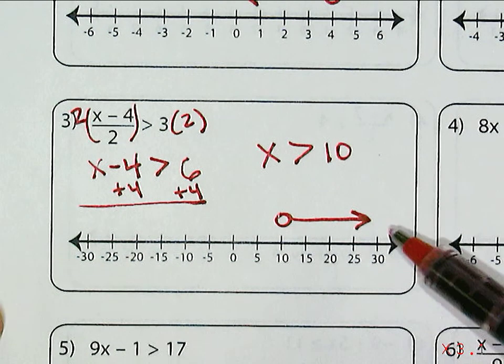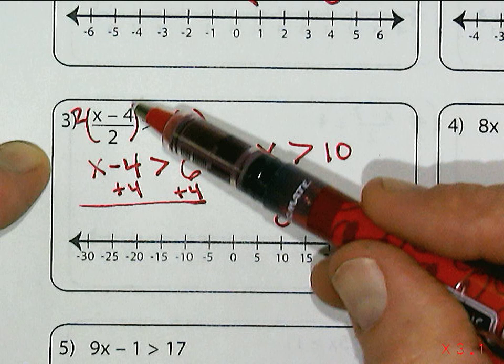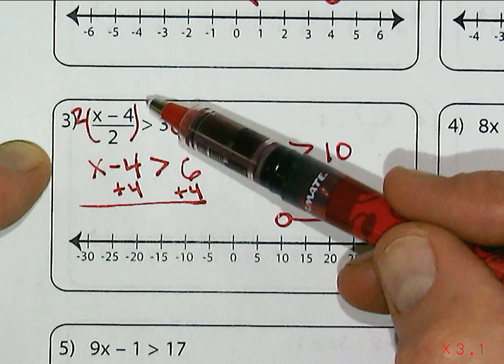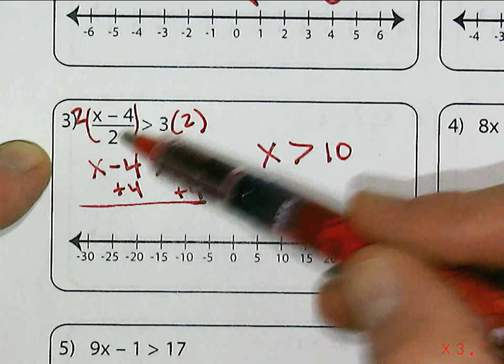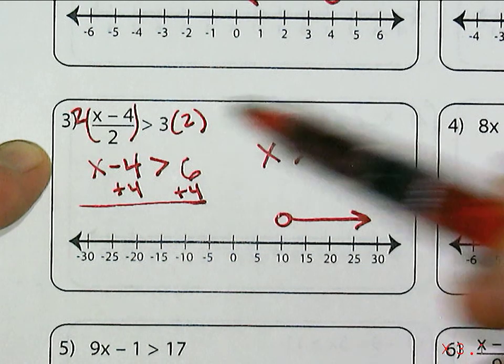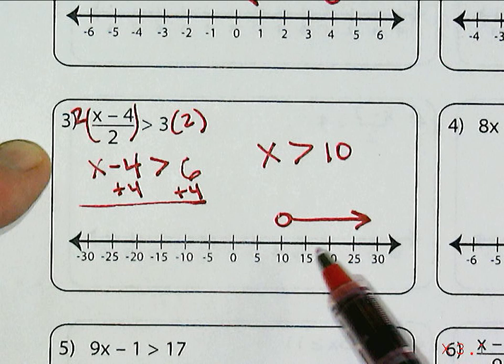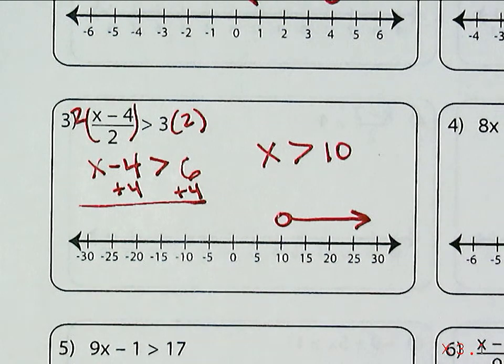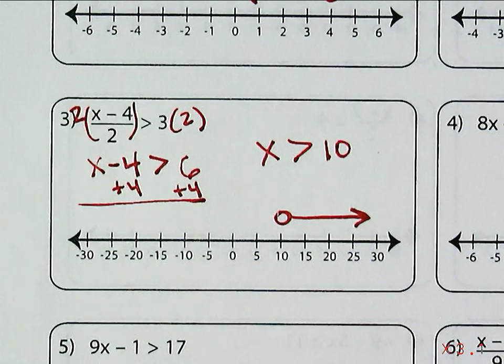And so I could check that. I could pick something greater than 10, like 20. 20 minus 4 is 16. 16 divided by 2 is 8. 8 is definitely greater than 3, so it works. You can pick values greater than 10, and any of those values will make this inequality work. So let's do one more example.